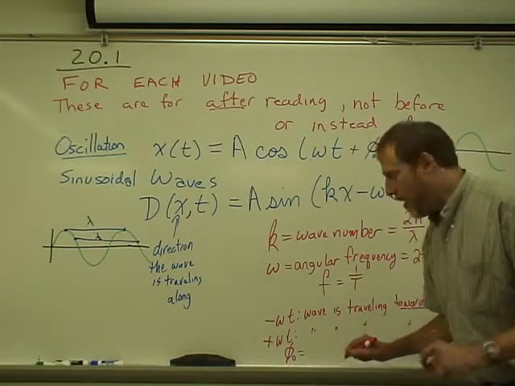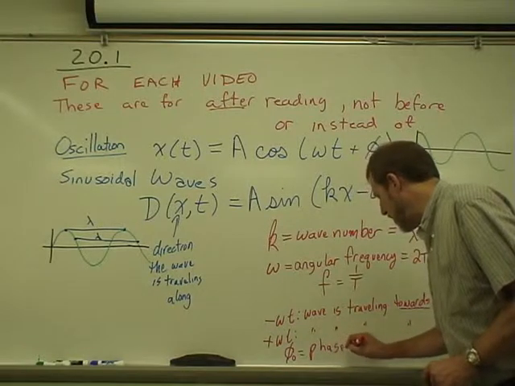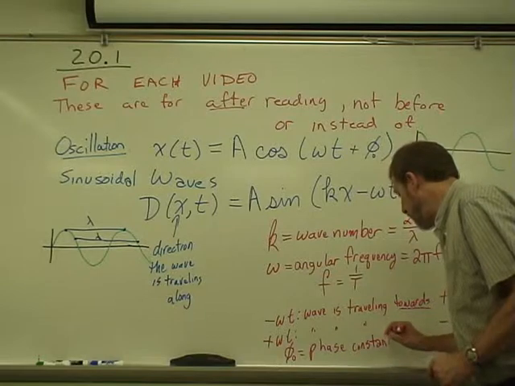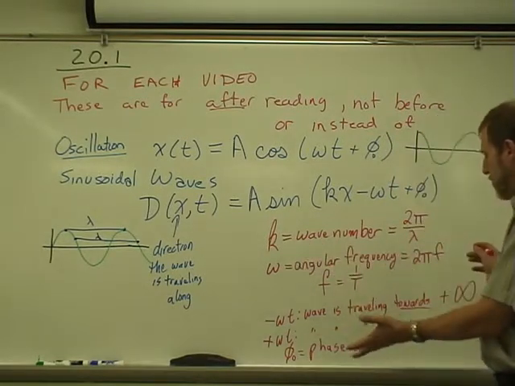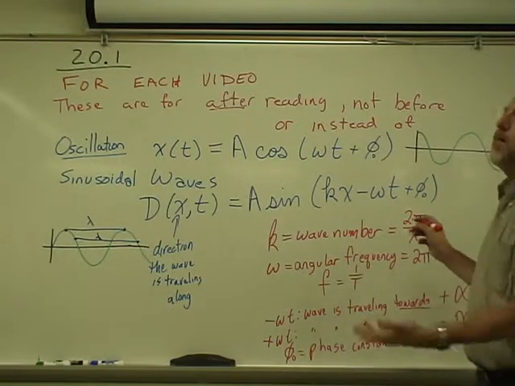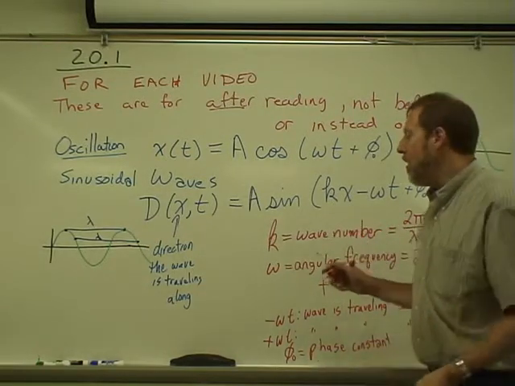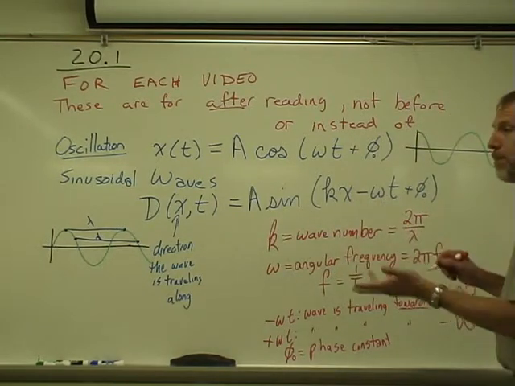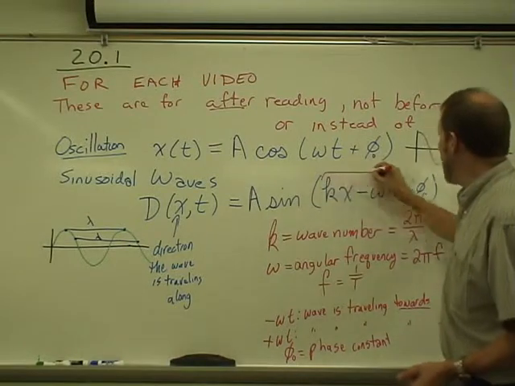Phi naught, as in oscillation, represents some phase constant, because who knows? Perhaps we're comparing two different waves. Perhaps something's happening. We aren't able to define the time equals 0 in a nice, convenient fashion, so we need to account for some shift in time. Those things could happen.